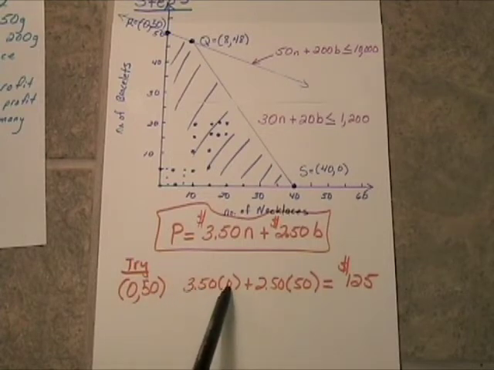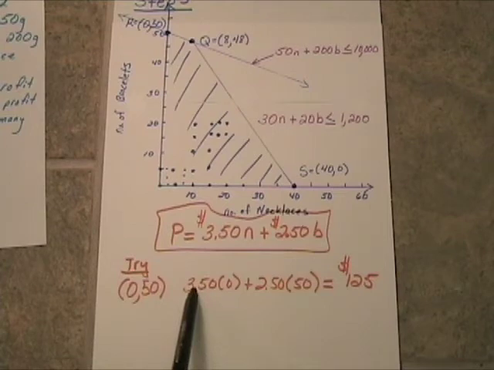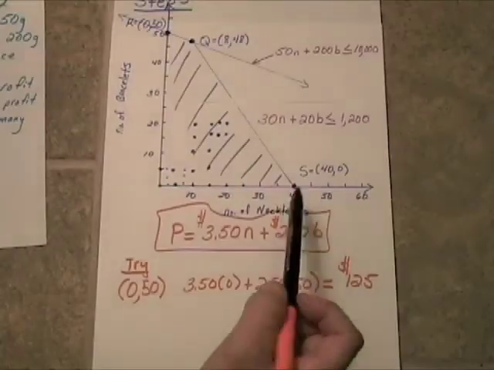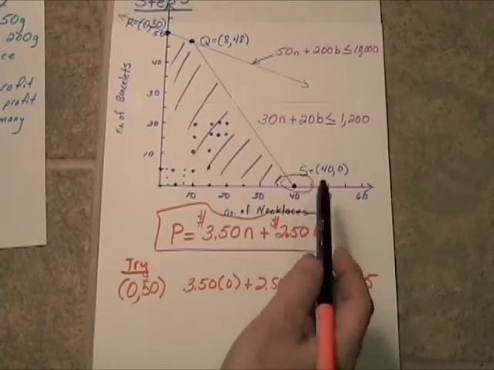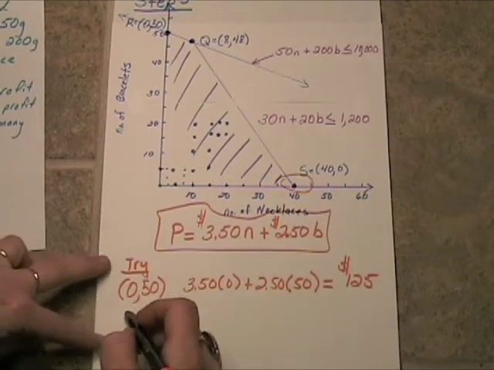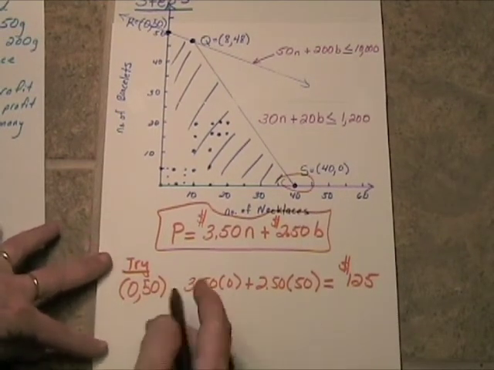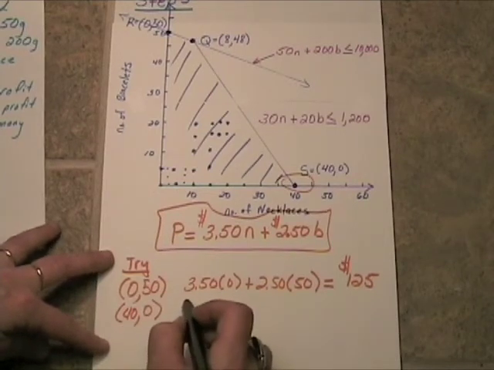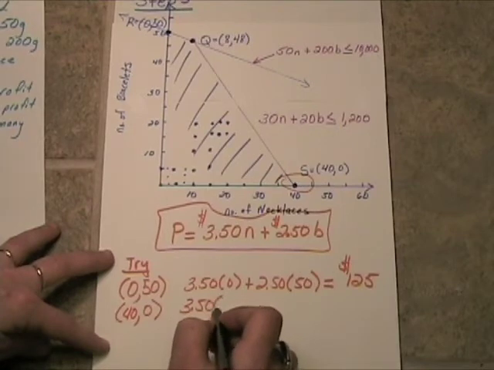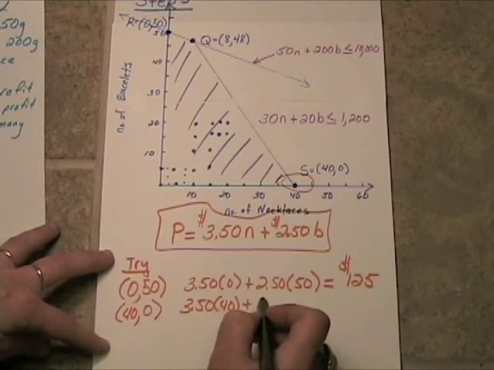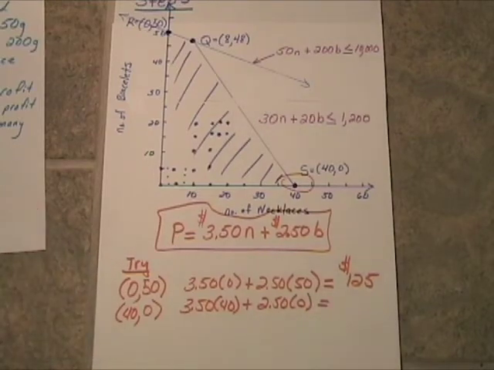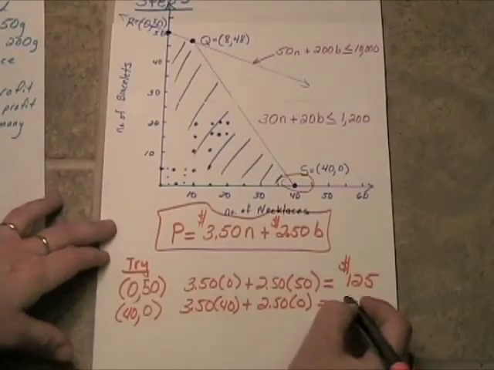we would make no necklaces, so it'd be 0 times $3.50 plus $2.50 times the 50 bracelets. That's going to give us $125. Now let's try this one right here. If we make 40 necklaces but no bracelets, it would be $3.50 times 40 plus $2.50 times 0, which is $140.